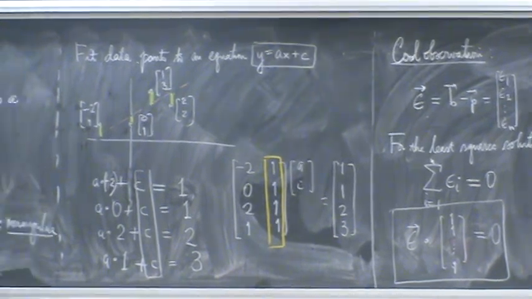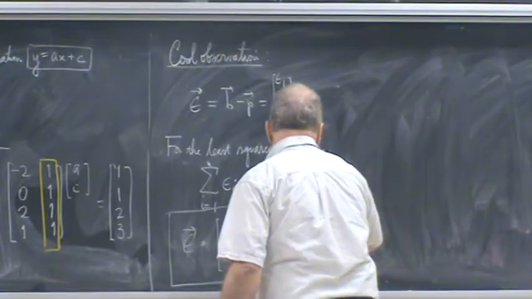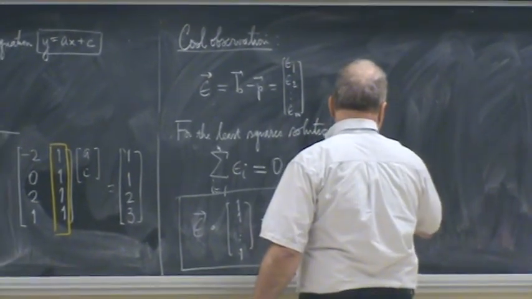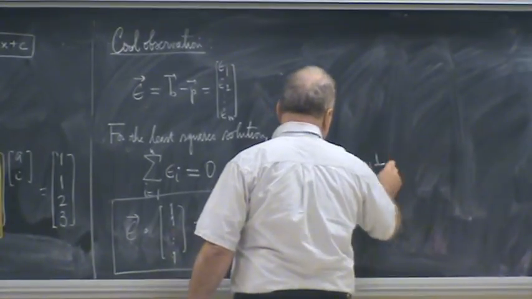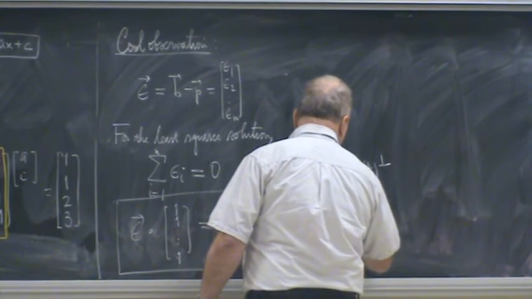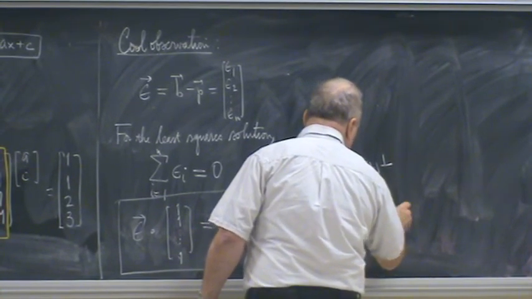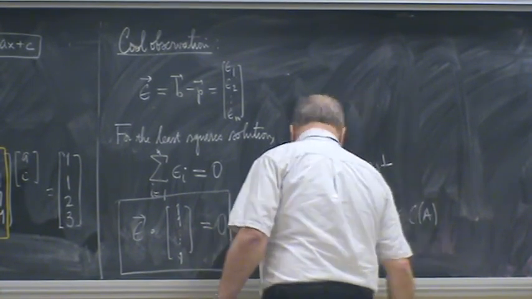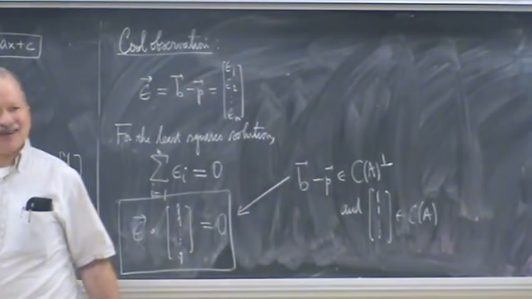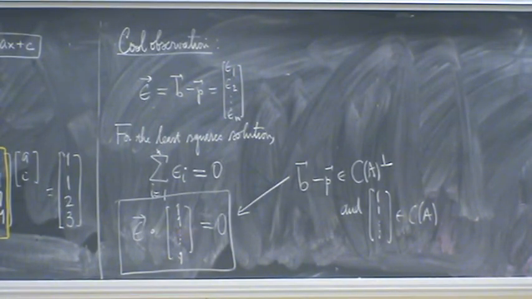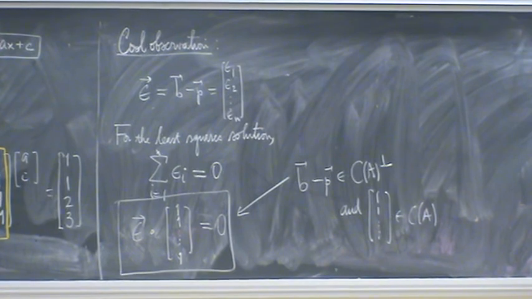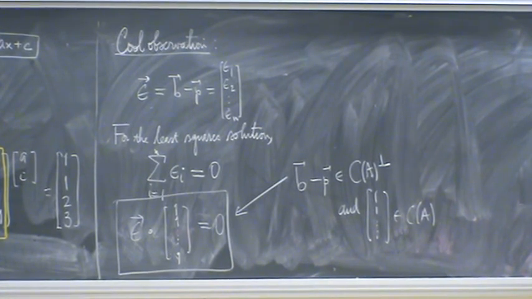Wow. So this follows because b minus p is in the perp of the column space, and 1, 1, 1, 1, 1 is in the column space. So it's an immediate consequence of the geometry, of the algebraic sentence. And there are generalizations of this to higher dimensional things too.